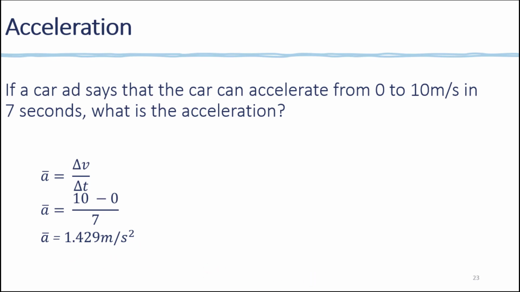So what does that number actually mean? It means that for every second that the car is driving, it's increasing its speed by 1.429 meters per second. So if the car is already moving at 5 meters per second, for example, then after 1 second, its speed would increase to 6.429 meters per second because we're just adding this number to the existing velocity of 5 meters per second.